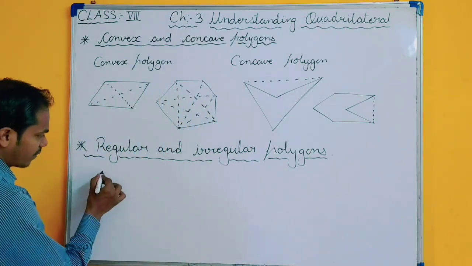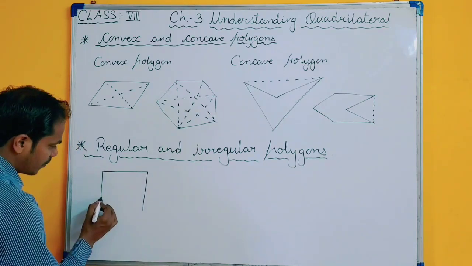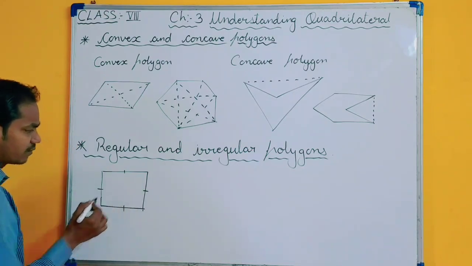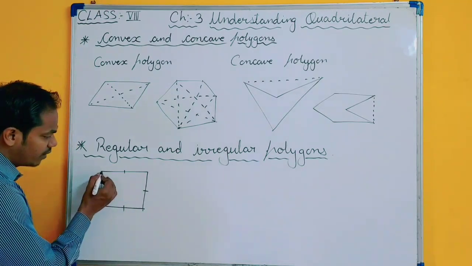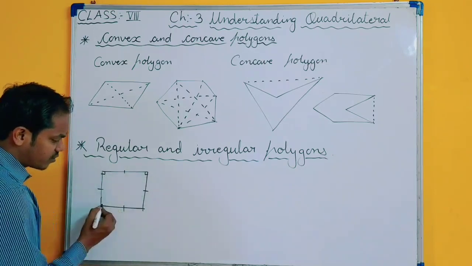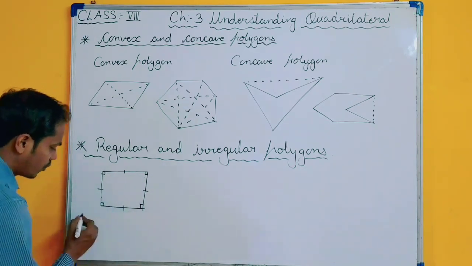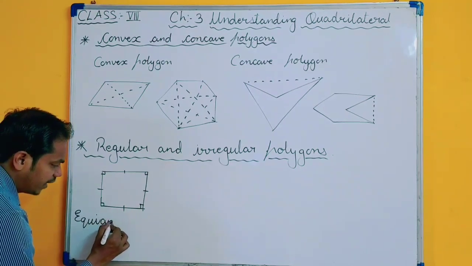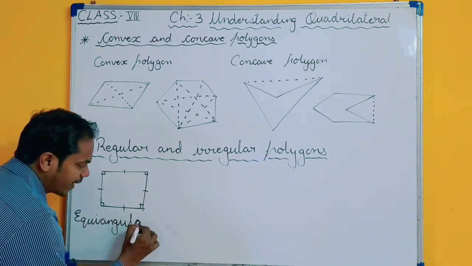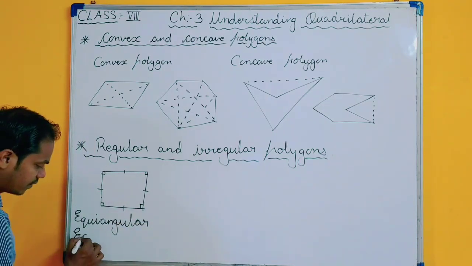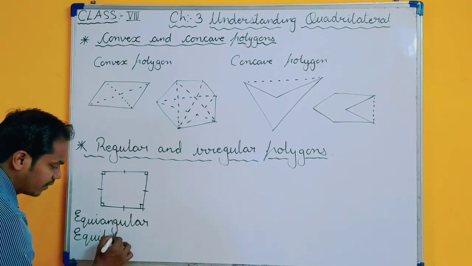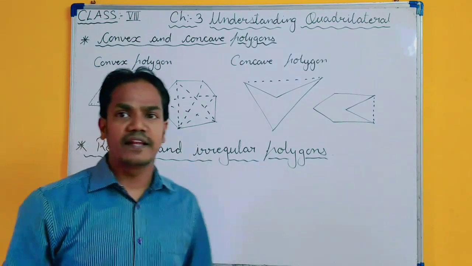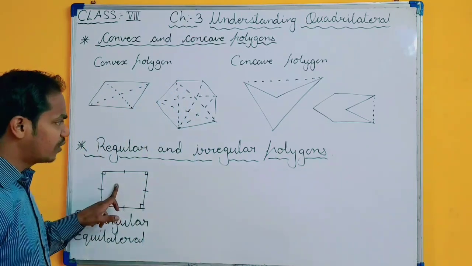For example, a square. Suppose I made a square. You know all the sides of a square are equal, and all the angle measures are also equal. So you can say it is equiangular as well as equilateral. When both the conditions are satisfied, then it is called a regular polygon.